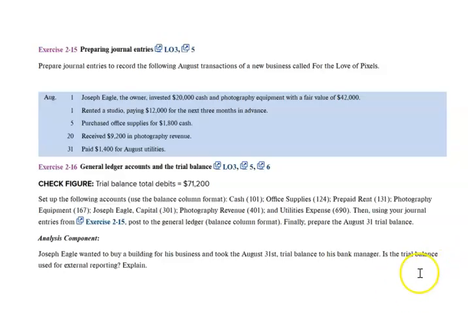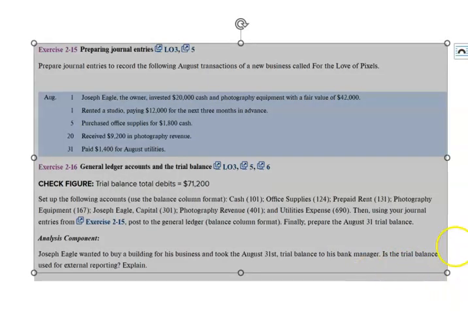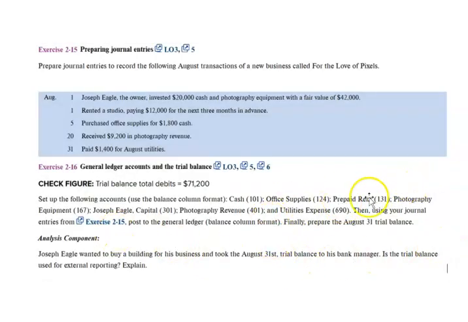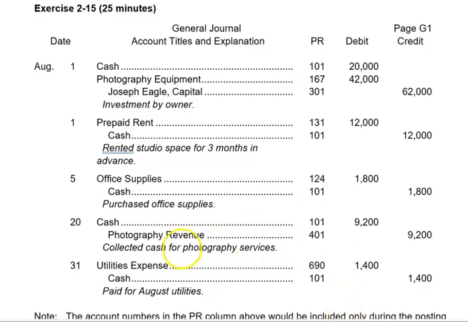On August 5th, we purchased office supplies for 1,800 cash. So office supplies is an asset. Okay, whoops. So we can look in our account names that they gave us, and we have office supplies for number 124. So we've got on August 5th, we've got office supplies, account number 124 for 1,800, and that's an asset. But we have to give them cash, so we need to reduce the asset called cash by 1,800. And again, the description is purchase office supplies.